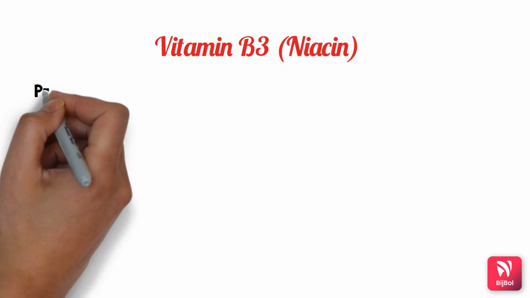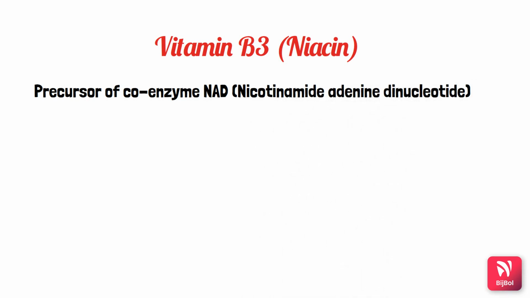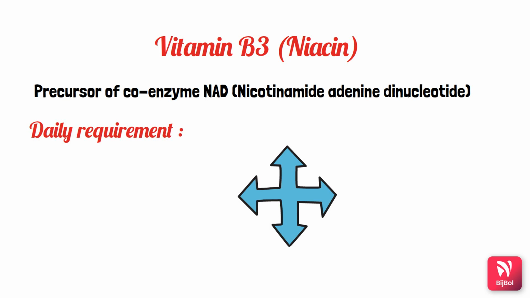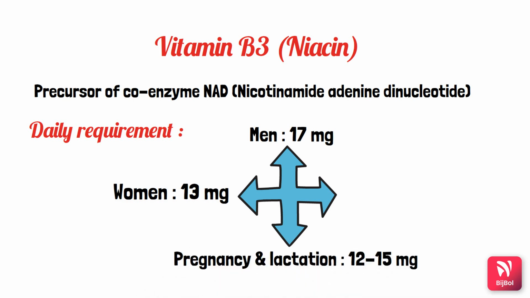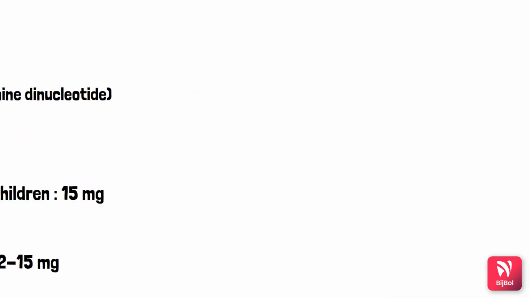Coming to the next B complex vitamin, that is vitamin B3, which is also called niacin. It is regarded as a precursor of the coenzyme NAD, nicotinamide adenine dinucleotide. Coming to the daily requirement of vitamin B3, it varies in different individuals and different age groups. In men it is 17 mg, in women it is 13 mg. In pregnancy and lactation, it varies from 12 to 15 mg. Finally, in children, it is 15 mg per day.